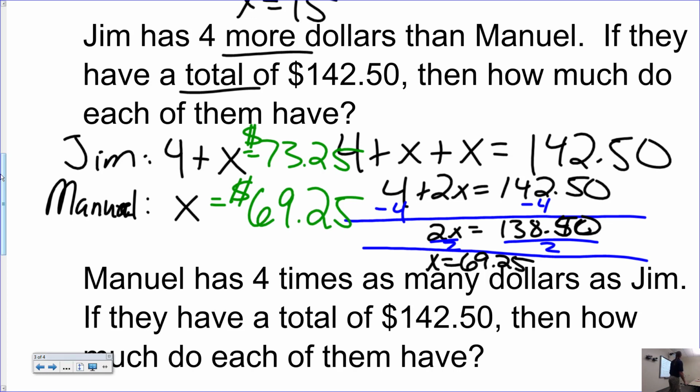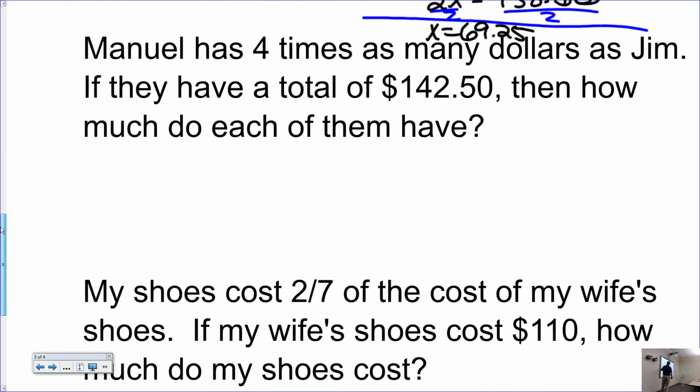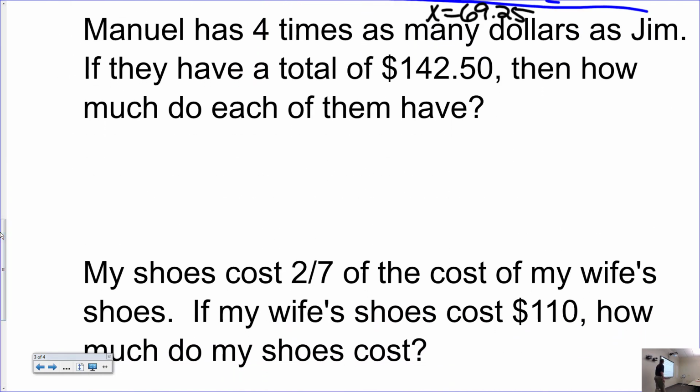And the cool part about this, folks, is that you can actually make a quick check and see if your numbers make sense, right? If you add 73.25 and 69.25, what do you get? 142.50. That's the number that you were looking for. Okay? So this is a very good approach to tackling word problems. One sentence at a time. All right? So how about the next one?